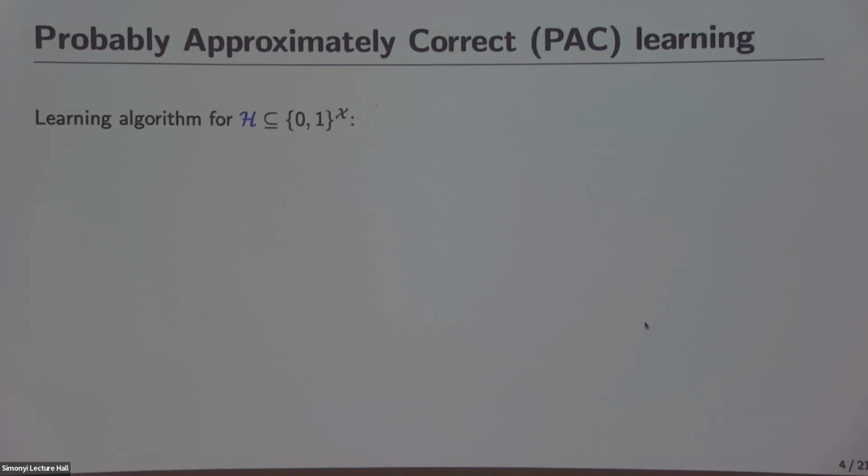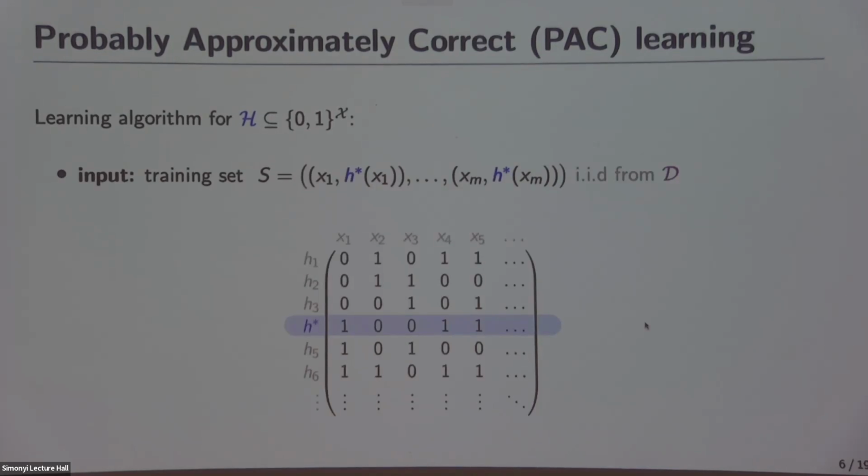So learning in this model corresponds to the following. I'll describe an algorithm by describing its input and its outputs. The input to the algorithm is a training set S of M data points, where the M data points come from sampling IID from some distribution D over the columns, which is unknown to the algorithm. And they are labeled by some function H star, which is the correct labeling. It's some row in this matrix, H star.